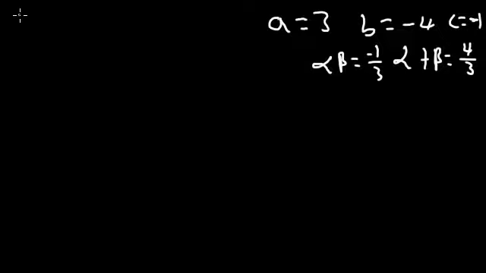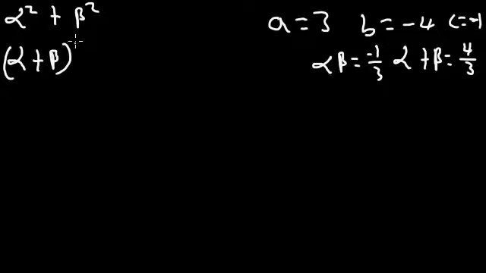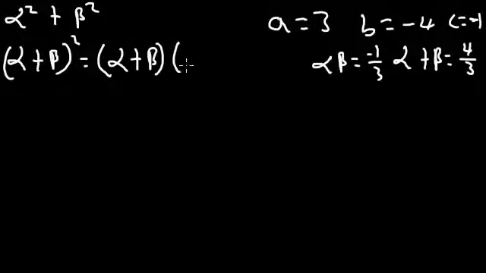So the goal is to find alpha squared plus beta squared. Whenever you are to simplify something like this, think of expanding alpha plus beta all squared. Now in our algebra, to expand alpha plus beta all squared, we notice that what it means is that alpha plus beta is multiplying itself 2 times.